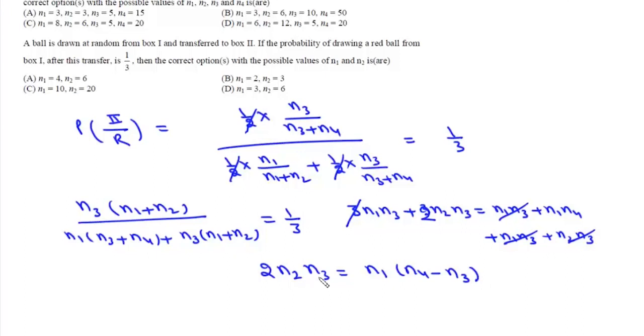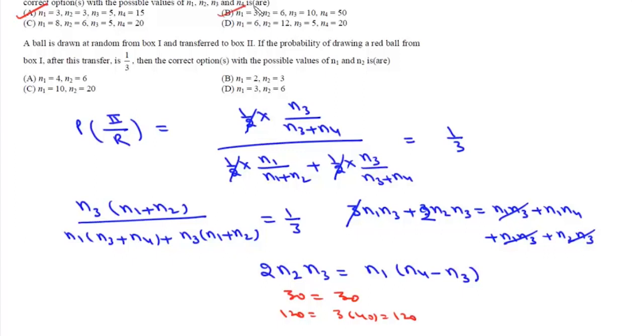Now we have to check all the options. Now 2 into n2 n3. So here this will be 15, and 15 into 2 is 30. And n1 is 3. And n4 minus n3 will be 10. So it will be 30. That means option A is correct. Option B is 6 and 10, 60. 60 into 2, 120. n1 is 3. And n4 minus n3 is 40. So it will be 120. Option B is also correct.